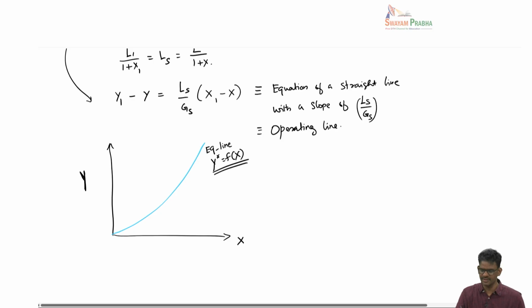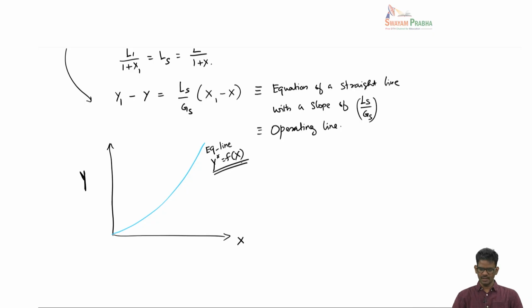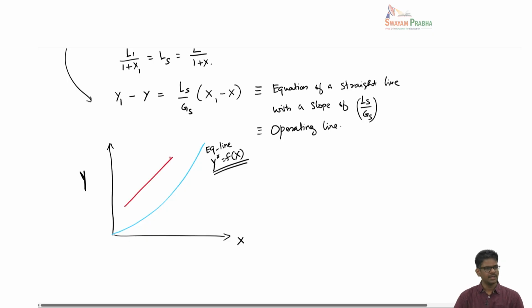Note that I am using capital X and capital Y because I am using mole ratio units. So now this operating line is a straight line with a slope equal to Ls by Gs, and this point here is Y2, X2, and this point here is Y1 and X1, and this is for an absorber.